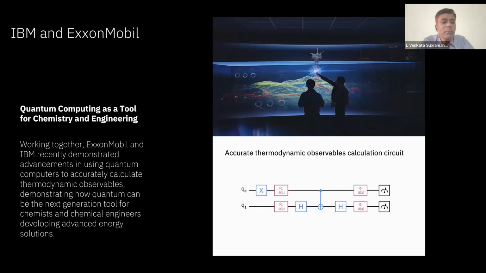Similarly, with ExxonMobil, we've been looking at various things, whether it is for route optimization for ships, or whether it is for looking at thermodynamic observables. A lot of these things, again, we are looking at how do you build these circuits. On the right hand side is a circuit. How do you build these? How do you run it on an actual quantum computer? And what kind of results can you observe from that? And is there some advantage you can get from doing this compared to classical computers?